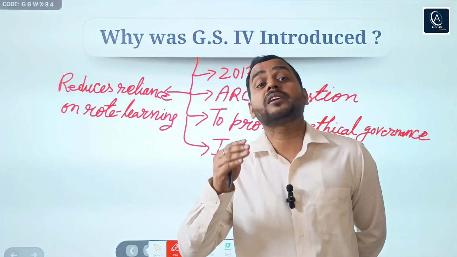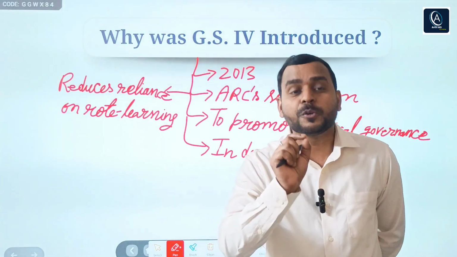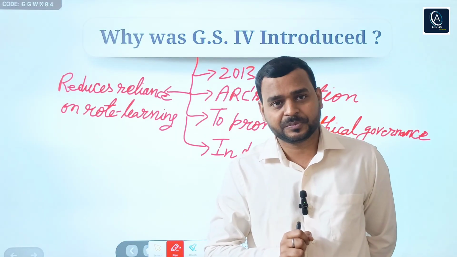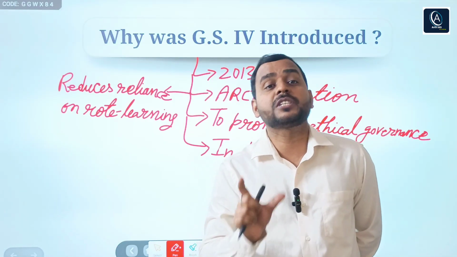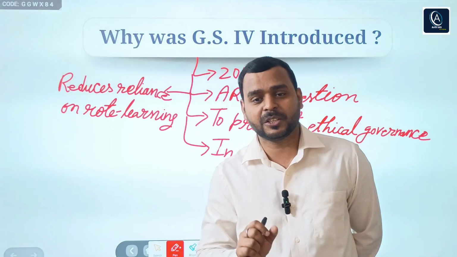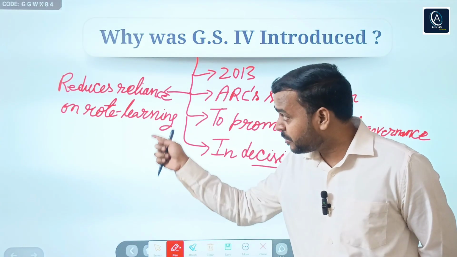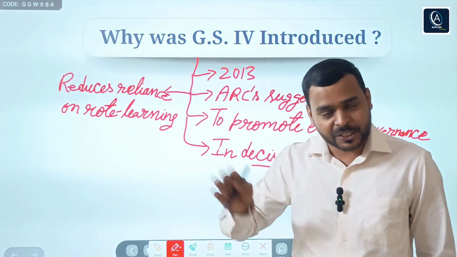For example, it asks philosophy-based questions. In one year, UPSC asked a question like, what is happiness to you? The answer to such a question is not found in any book. You cannot memorize each and everything. That's why the application of rote learning is reduced in this way.